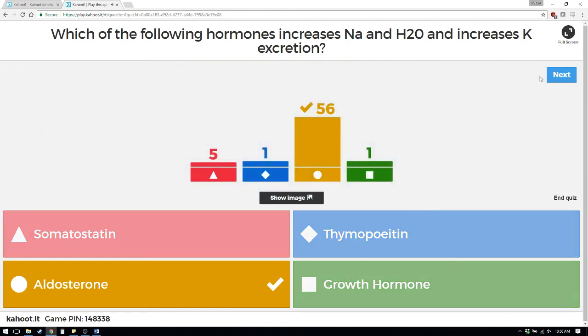Okay. So aldosterone, this is our mineralocorticoid, right? So when this gets stimulated, this helps to retain water, helps to retain salt, but will excrete potassium. So you can see hypokalemia develop as a result of too much aldosterone being sent out. Obviously, which two of these are antagonistic to one another? Yep, somatostatin and growth hormone. And then what does thymopoietin do? Yeah, white blood cell production, absolutely.